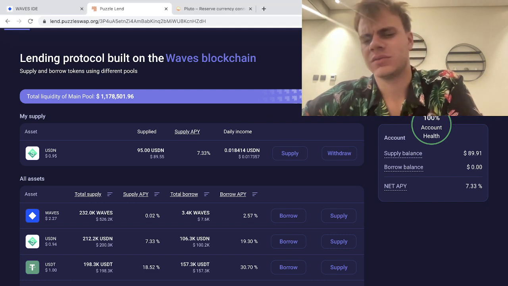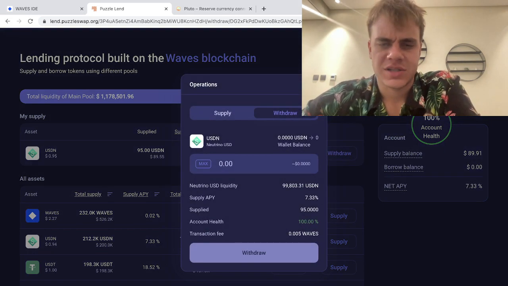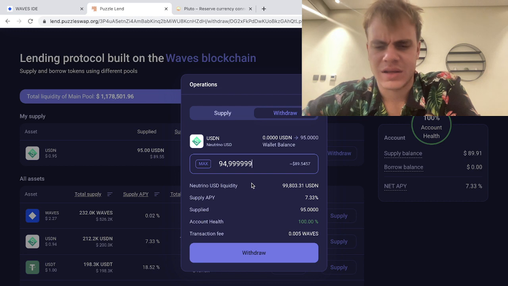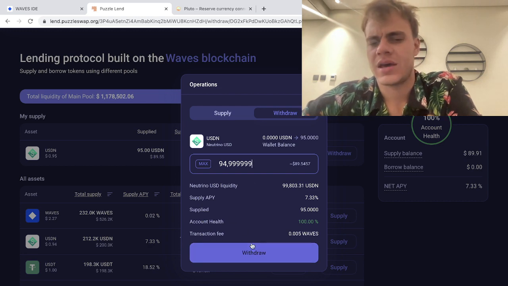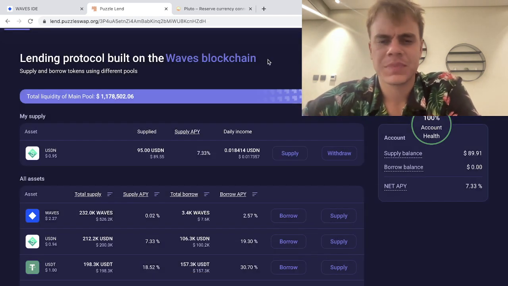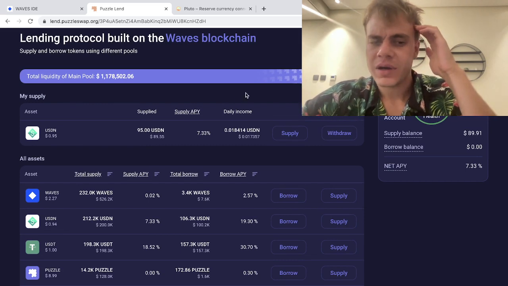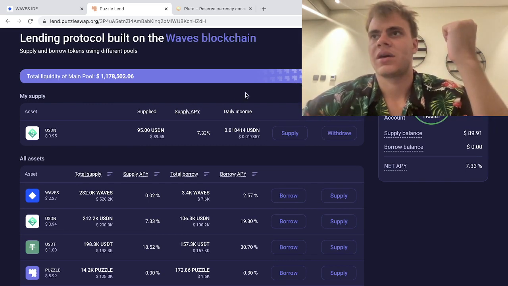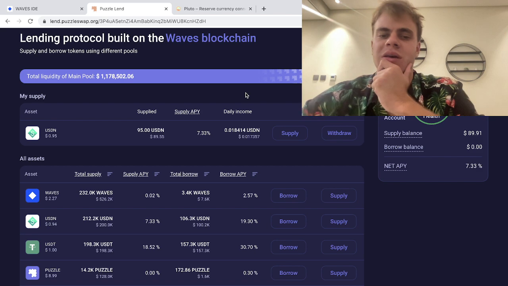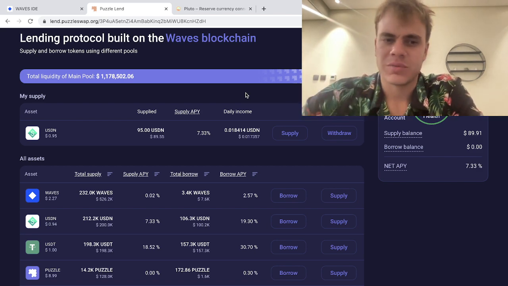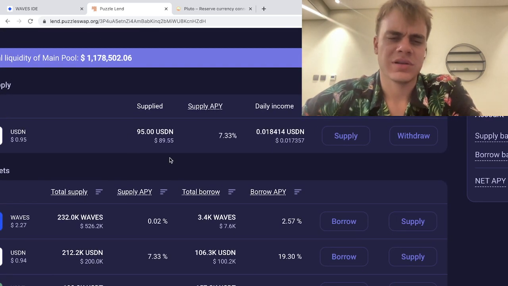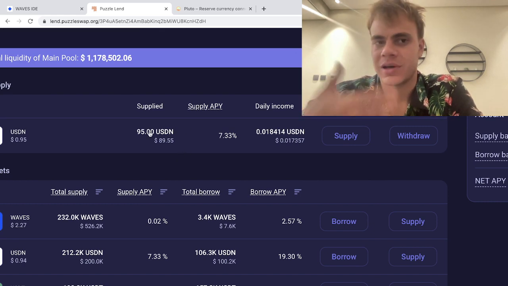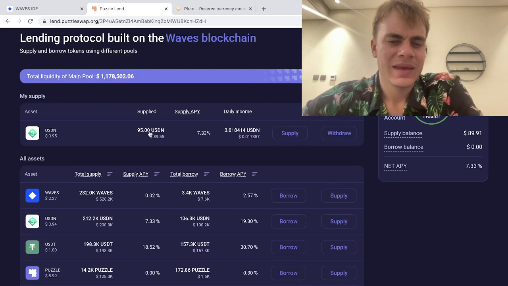So very simple. I can withdraw anytime just by pressing the withdraw button and withdrawing my balance. And every block, actually every minute, every 60 seconds in the blockchain, a new cent is compounded to my money. So you just see the growing amount here. That's how you get your payment.